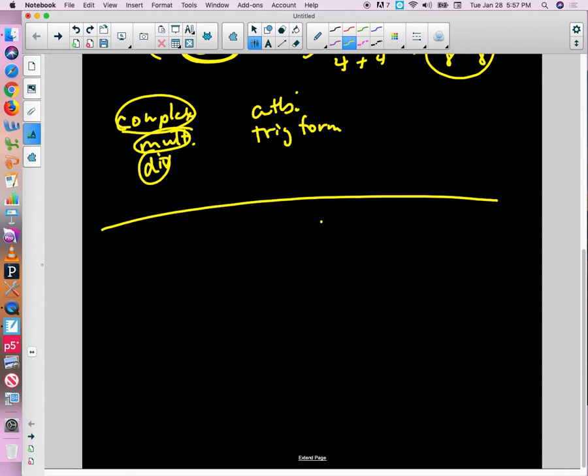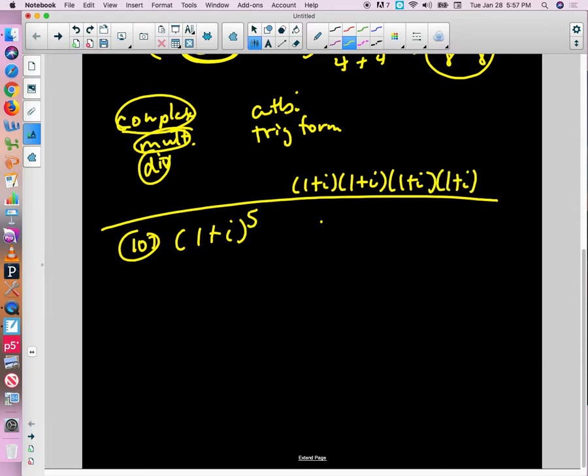Let's do 107. 107 is 1 plus i to the 5th. Alright, so what's really cool is to raise this to the 5th power. It would be really bad to do this and keep up with it. I don't want to do that. I'd much rather use de Moivre's theorem, which is something I mentioned, I just didn't say the name of it.